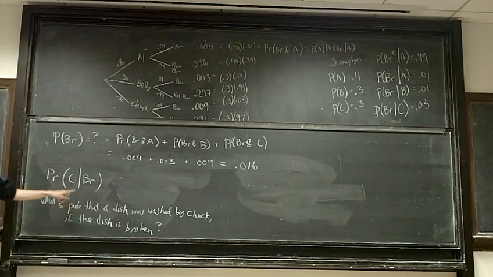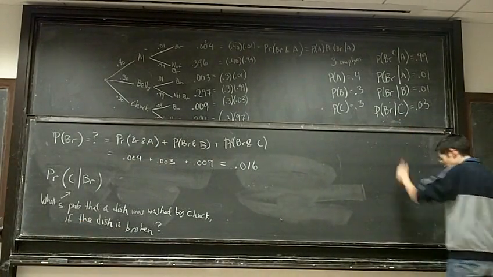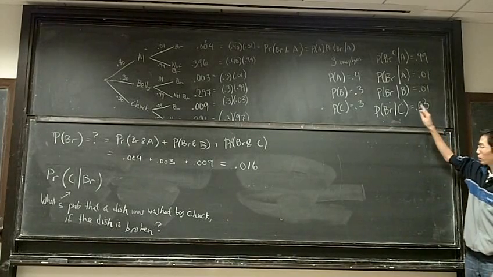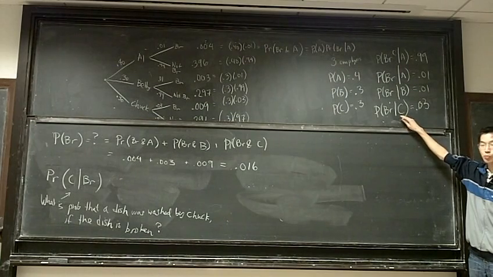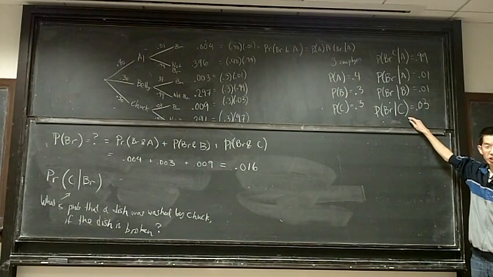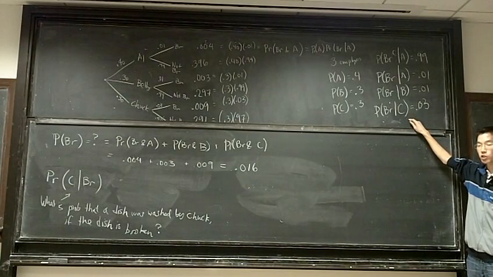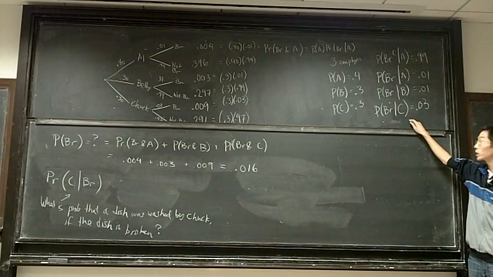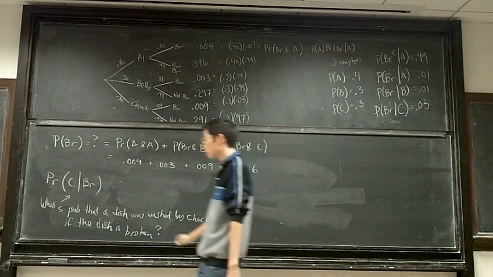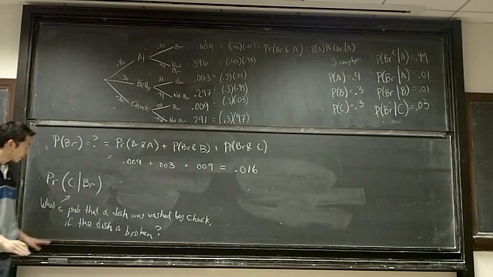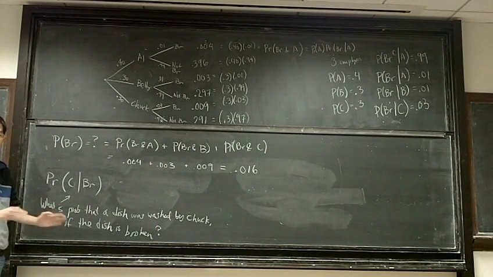Notice that this is different from this. This is the probability that a dish will break if it's washed by Chuck. So here we're saying we know that Chuck is washing the dish. What's the probability that it's going to break? 3%. Over here, now we're saying we know that the dish is broken. So what's the probability that Chuck was the one washing it? Different questions here.